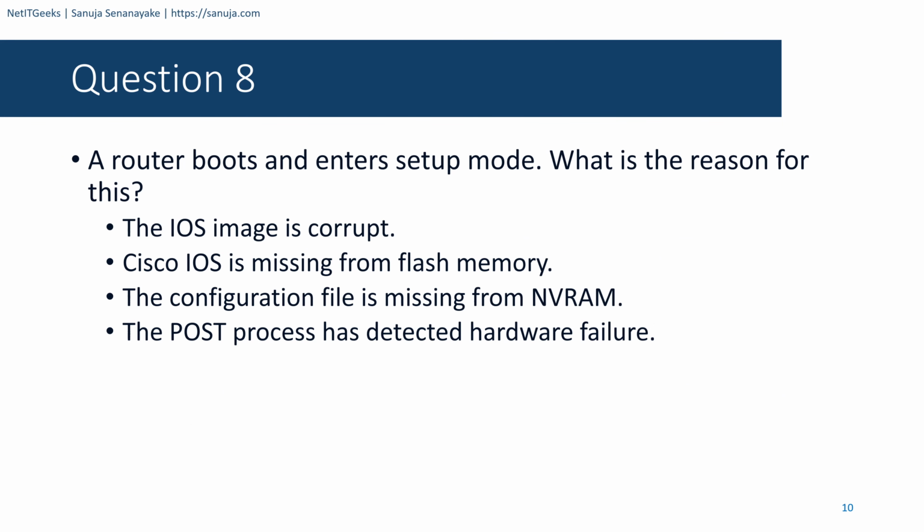Question number 8. A router boots and enters setup mode. What is the reason for this? So you have a router, you boot it up, and instead of doing what you expect, maybe going into some configuration mode, it goes into setup mode. The answers include: the IOS image is corrupt; the Cisco IOS is missing from flash memory; the configuration file is missing from the NVRAM; the POST process has detected a hardware failure.